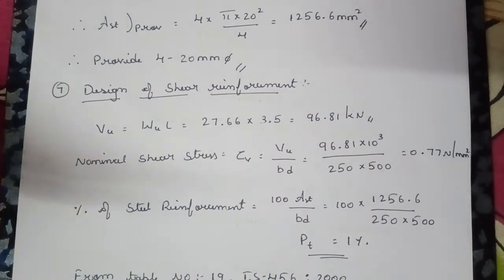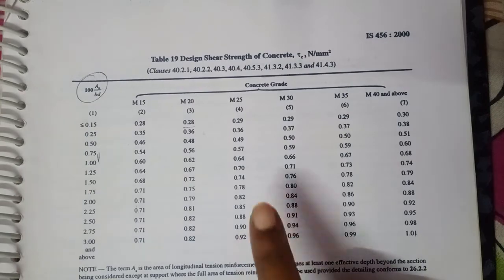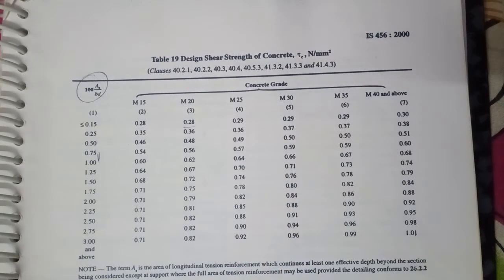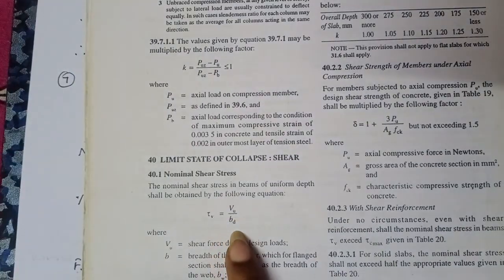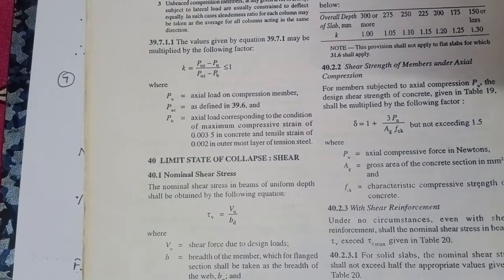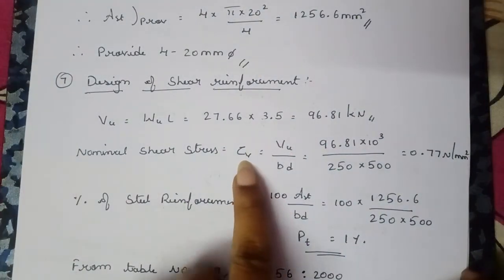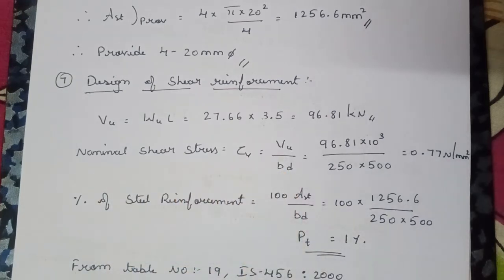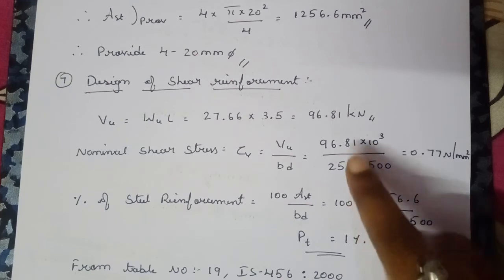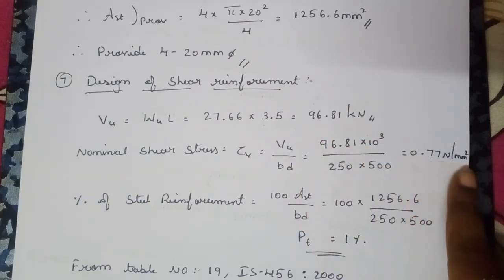In table number 19, if you see it here, you will get the tau C value. To calculate the tau V, same as the previous, on page number 72 you have the equation VU by BD. You will get it on page number 72. Same equation I have used here. Tau V is the nominal shear stress, so that is from our design. VU you know, BD everything you know, you will get it as 0.77 Newton per mm square.